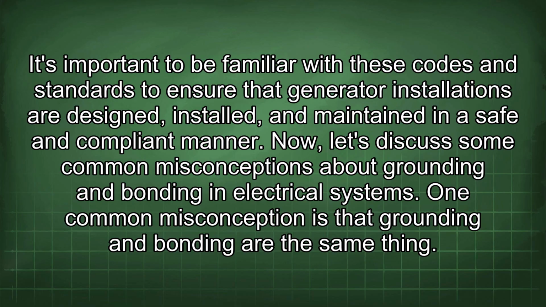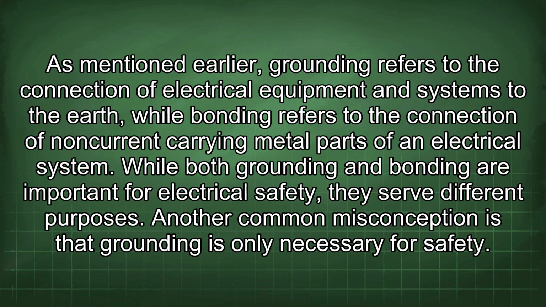Now let's discuss some common misconceptions about grounding and bonding in electrical systems. One common misconception is that grounding and bonding are the same thing. As mentioned earlier, grounding refers to the connection of electrical equipment and systems to the earth, while bonding refers to the connection of non-current carrying metal parts of an electrical system. While both grounding and bonding are important for electrical safety, they serve different purposes.